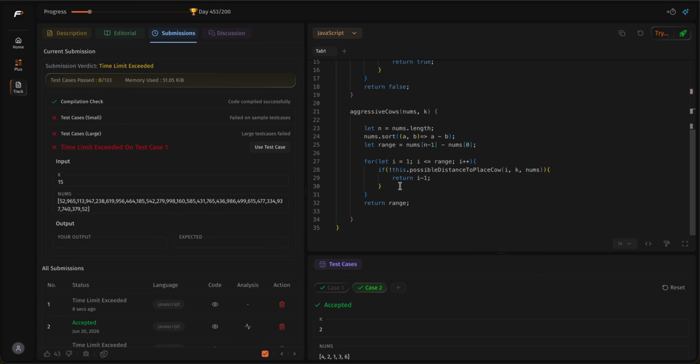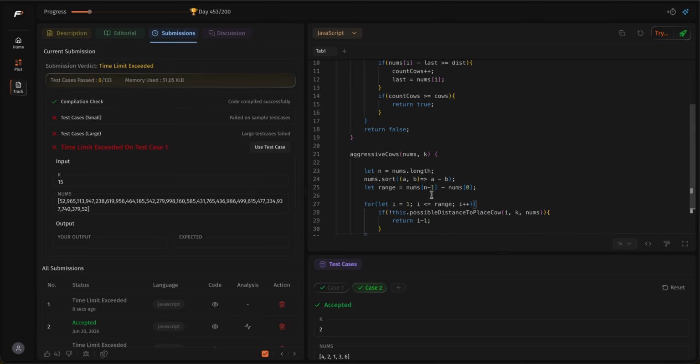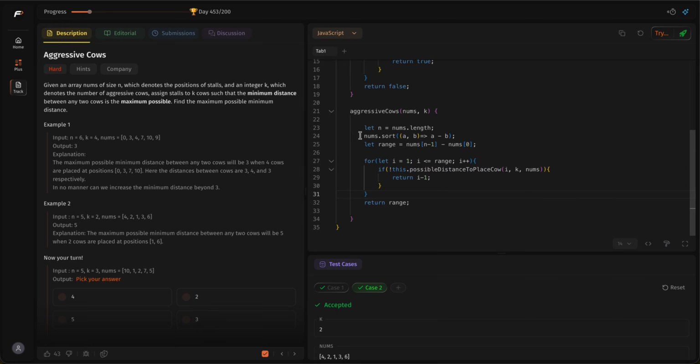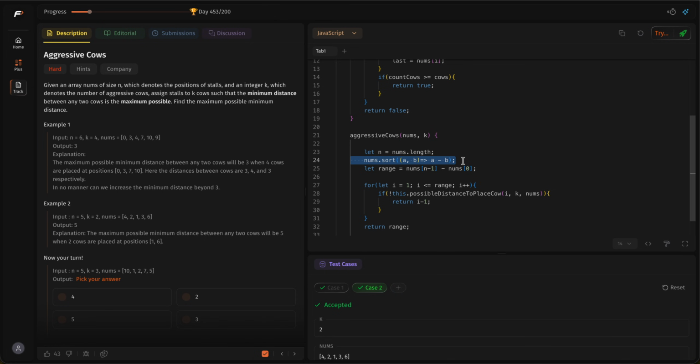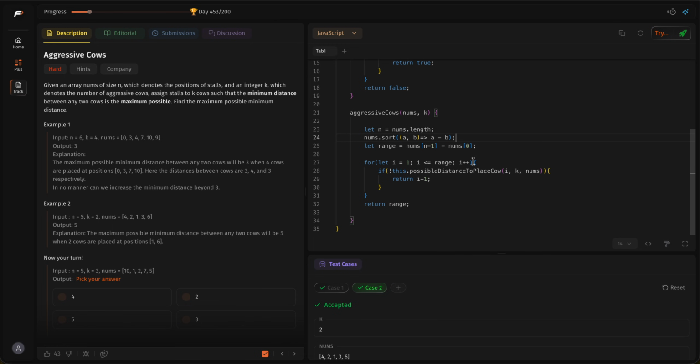So the basic core idea in this question is, we have to place the cows. To place the cows we just have to know the range. We figured out the range. Then we sort here because we just have to find the distance between two cows, and it should be consecutive. There is no sense to find the distance between 7, 10, and 10, 9. It just has to be consecutive. So for that reason I sorted this array, and after sorting I got the range. In that particular range I am checking.